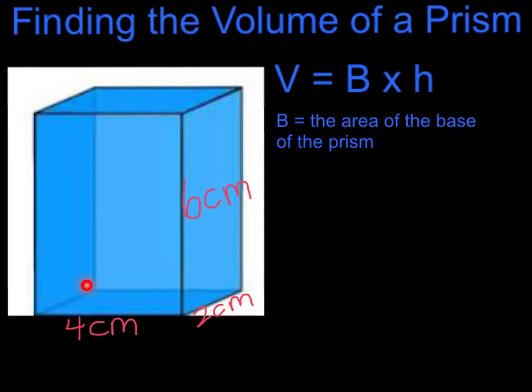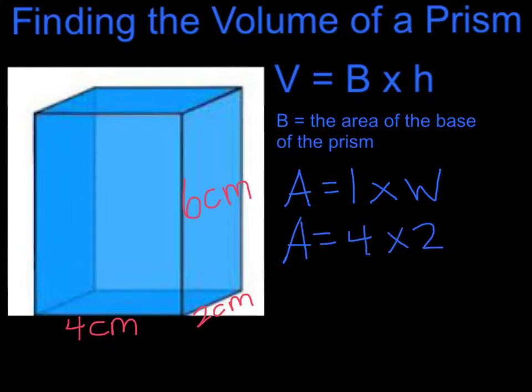The dimensions of the base are 4 centimeters by 2 centimeters. In order to find the area of the base, I need to multiply length times width. So A equals 4 times 2, which means that the area of our base is 8 centimeters squared.